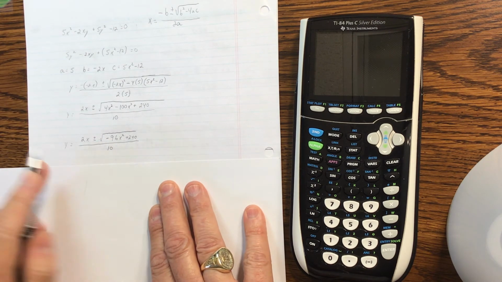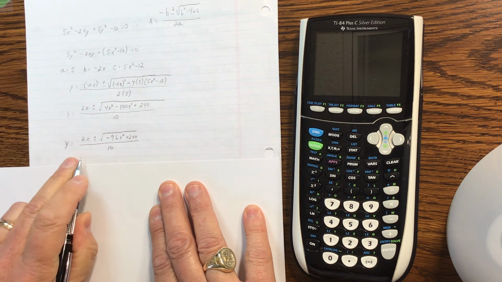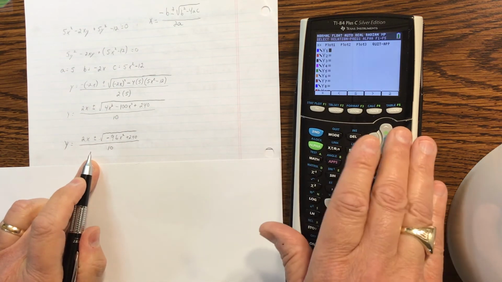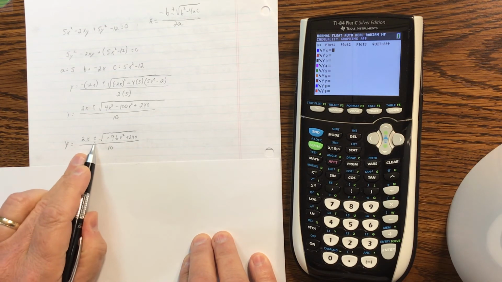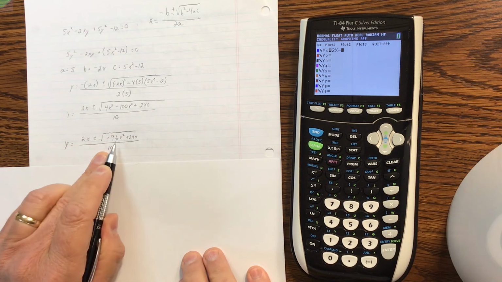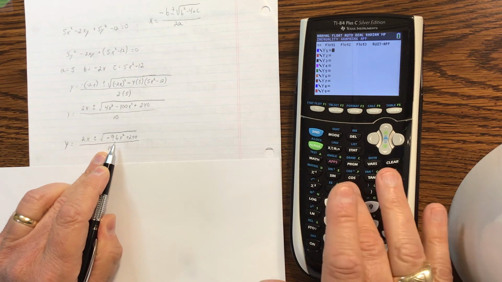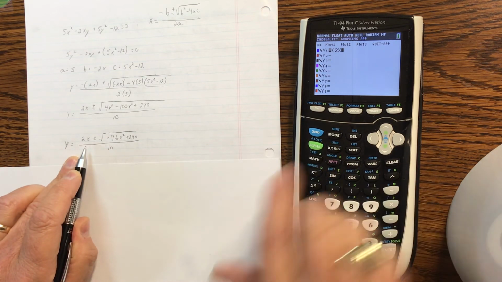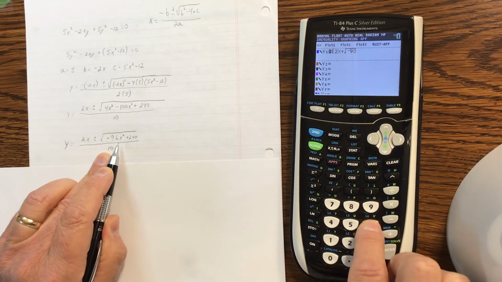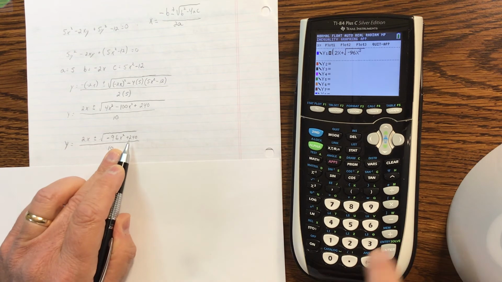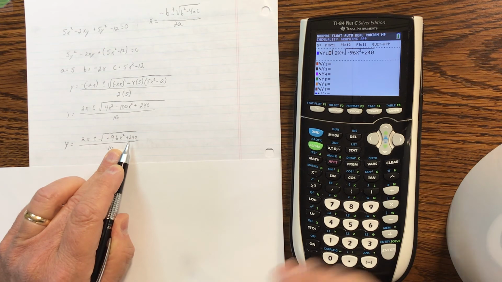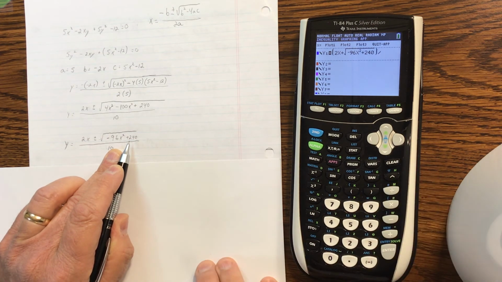We have two equations here. Remember now, this is in terms of y. So it's really simple, okay? Go to y equals. We have two equations. One of them is going to be plus. The other equation is going to be minus. So we go 2x minus. Again, I think I should do a parentheses here first. Parentheses, 2x plus the square root of negative 96x squared plus 240. Close that up with the parentheses and divide it by 10.